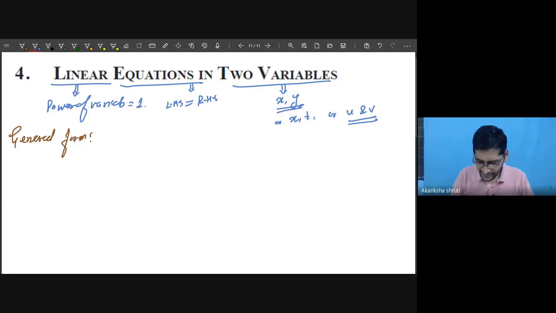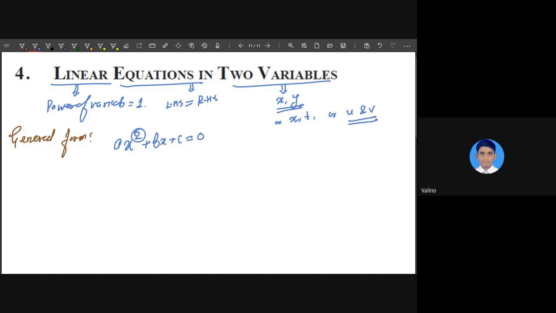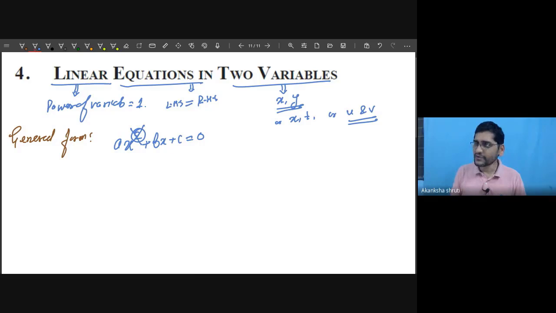So the general form of this linear equation in 2 variables is ax square plus bx plus c is equals to 0. Is it correct? Students, is it correct? The linear equation in 2 variables? Here x has the power 2. So it becomes wrong. This equation is not possible for a linear equation. It is a quadratic equation in 1 variable. So that's why the highest degree of x should be 1 only.